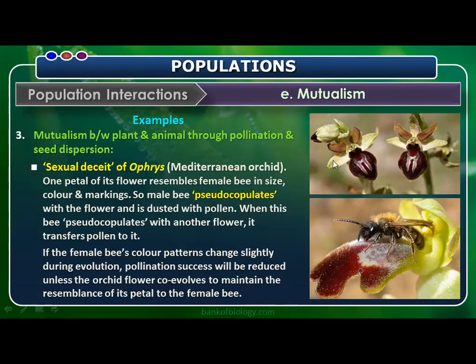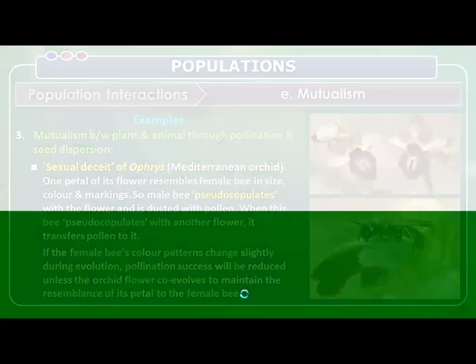That means we know species are dynamic. In case, over a period of time, the flower doesn't look like the female bee, the male bee may not be attracted. So if the female bee's color pattern is changed, the petal also needs to be changed. Interestingly, you can see the survival of these plants till now, which means we can understand that the co-evolution is still happening.